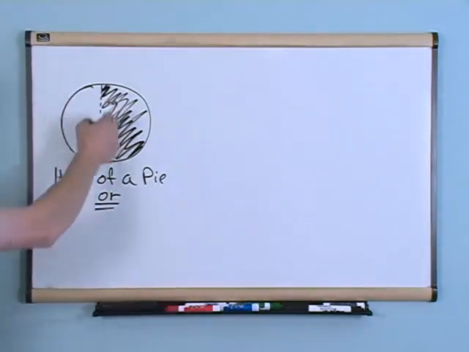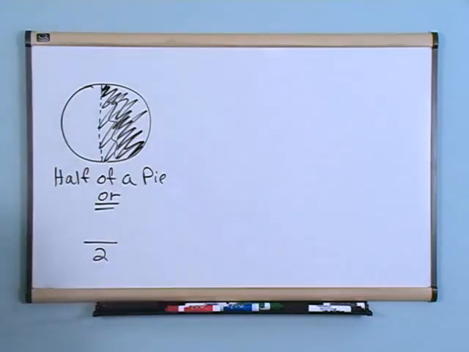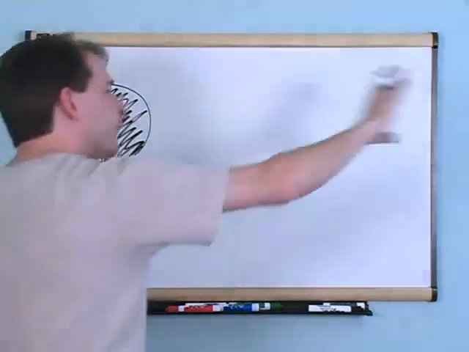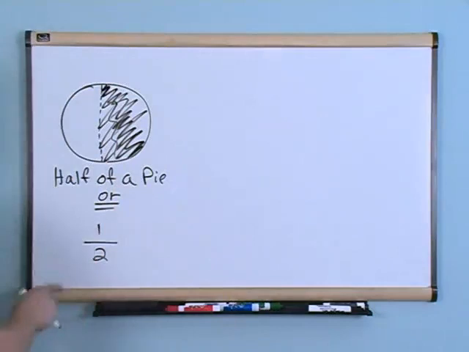Once I first cut the pie, I had 2 pieces, right? So I'm going to say I had 2 pieces here. But when I take 1 piece and I throw it to my dog, how many pieces do I have left? I only have 1 piece. So this is called 1/2, okay?